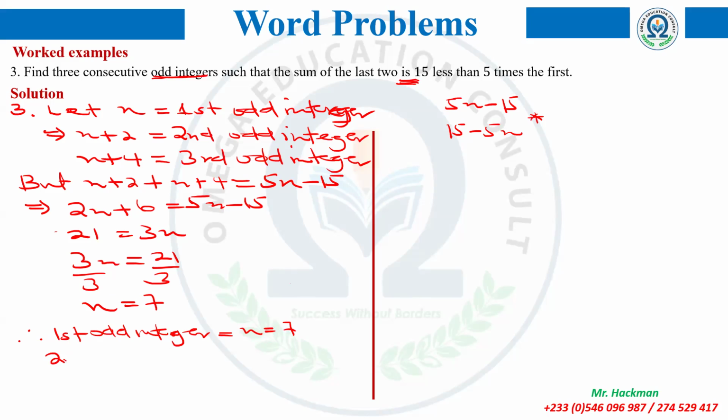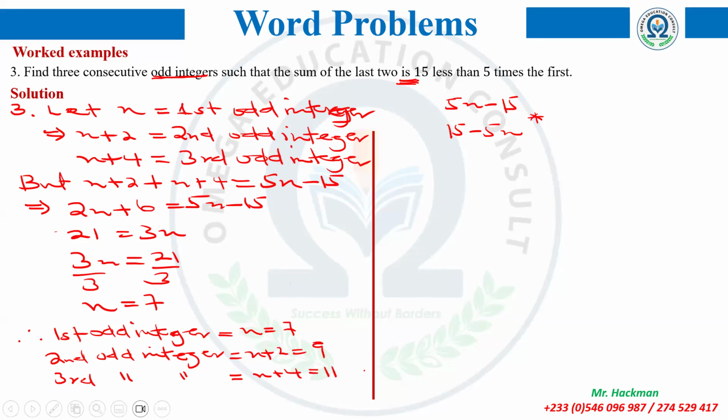Second odd integer, we said it will be x plus 2. So it will be 7 plus 2, which is 9. Then your third will be x plus 4, and that will be equal to 9 plus 2, which is 11, or 7 plus 4, which is 11. Is that clear?